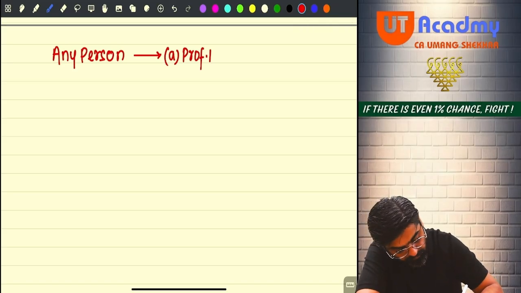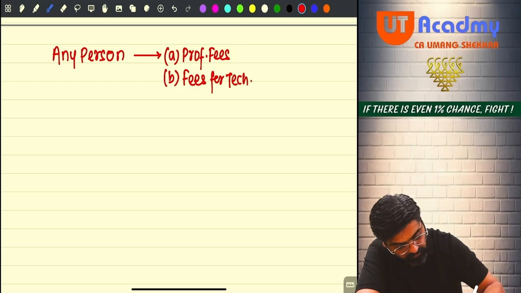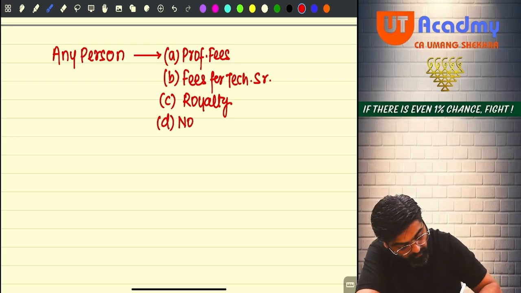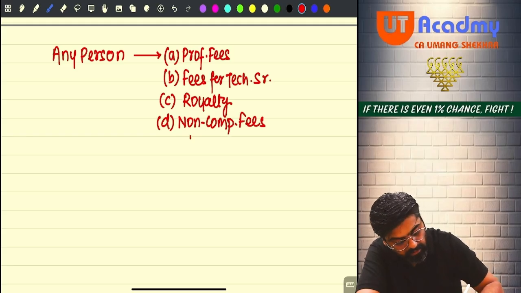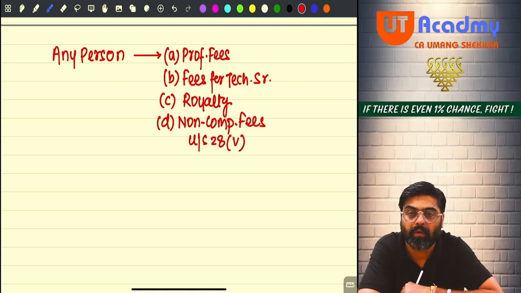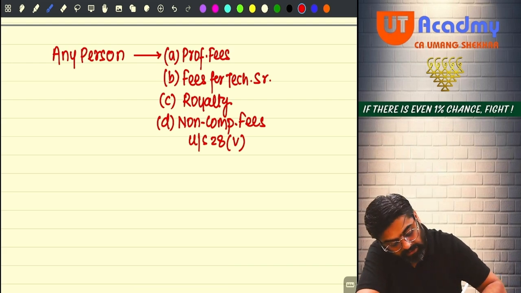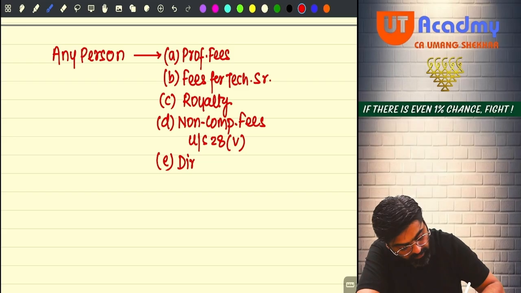A, professional fees. B, fees for technical services. C, royalty. D, non-compete fees, which was given under the head PGBP under section 28 clause 5, if you remember. Non-compete fees, yes or no? And last but not the least, director's remuneration.